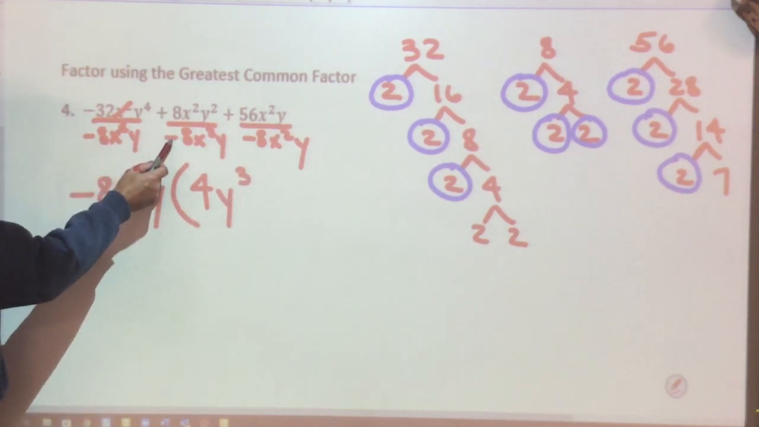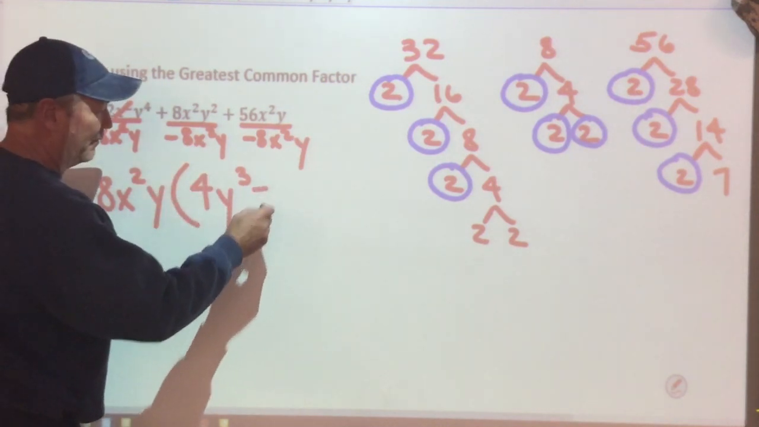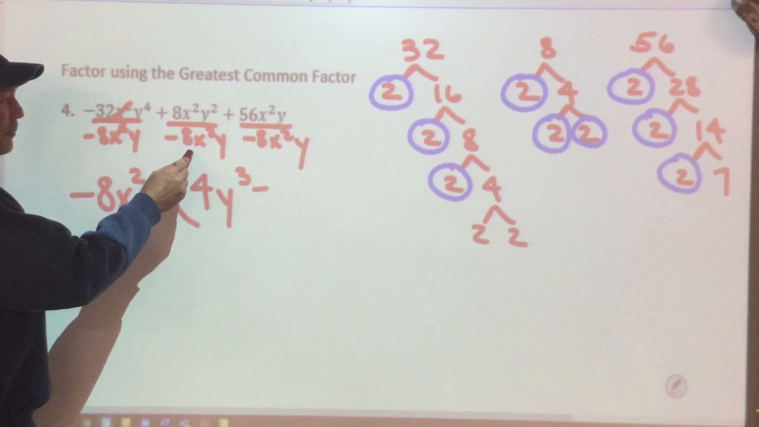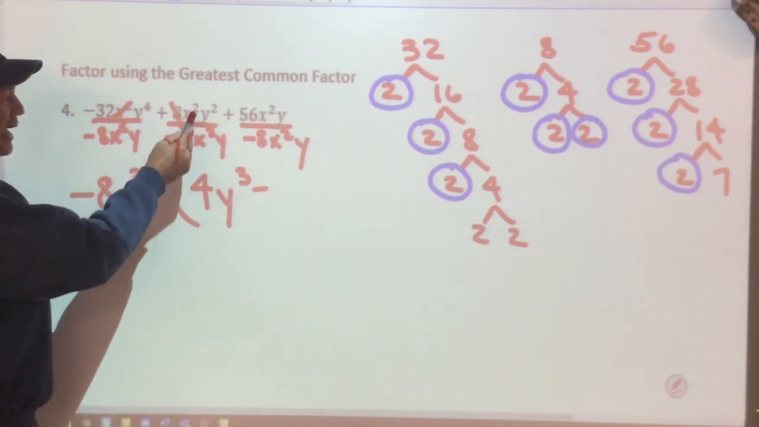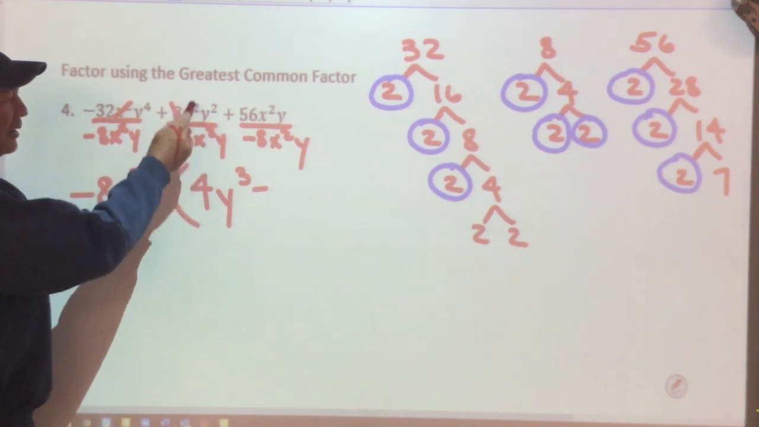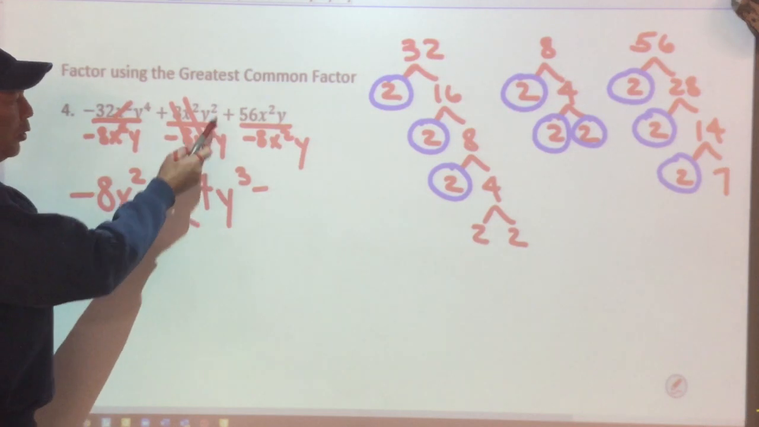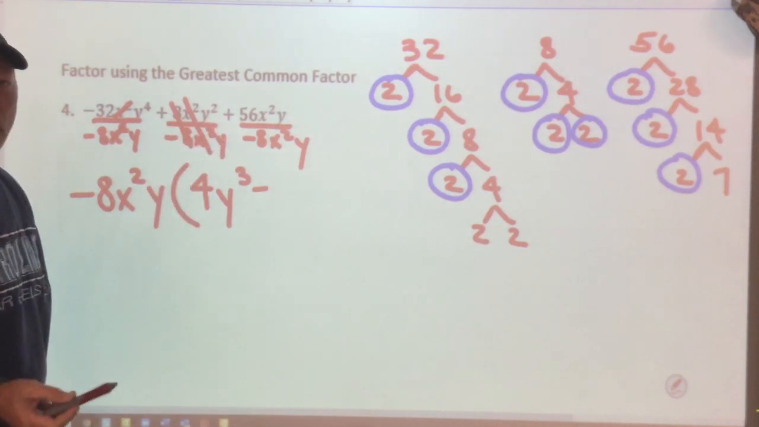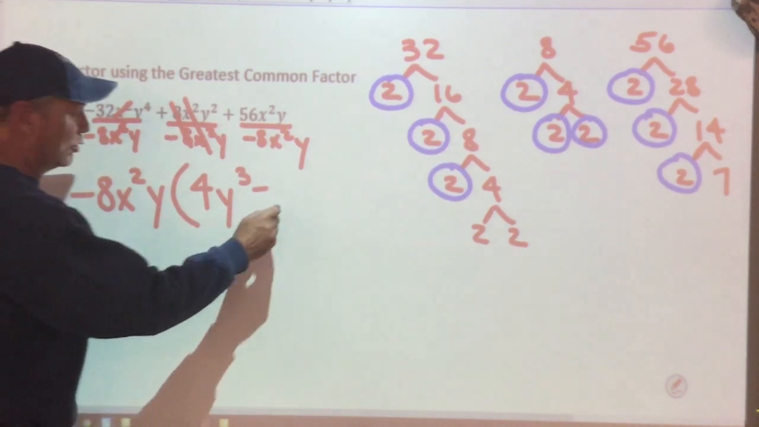Positive divided by a negative is a negative. 8 divided by 8 can cancel. X squared over x squared can cancel. Y squared divided by y, you can subtract the exponents, you can reduce that to a y.